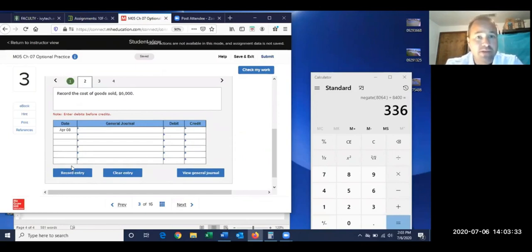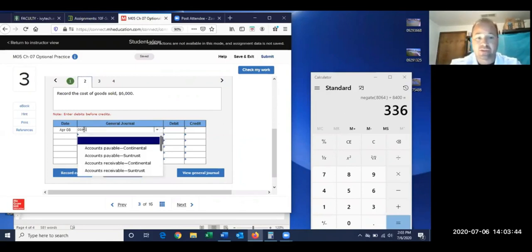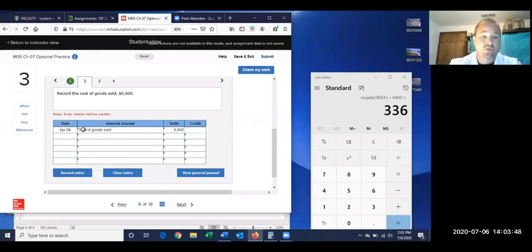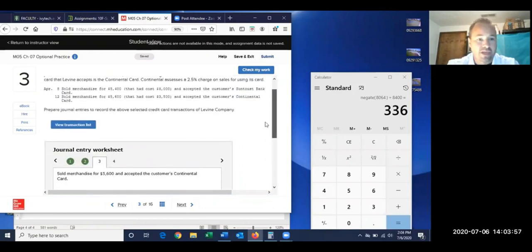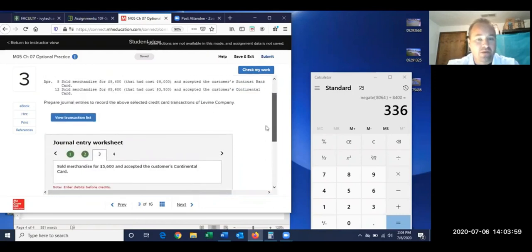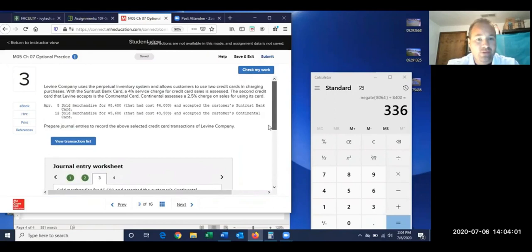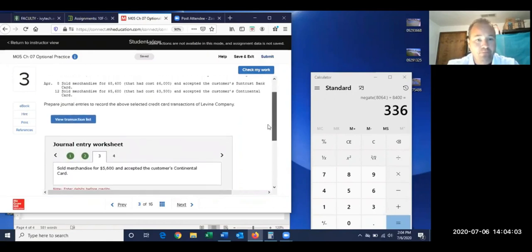And then remember, as we did in our past couple chapters, whenever we make a sale of goods, we always have 2 entries: the sale and then getting rid of the inventory at what it cost us. So this one's very easy. They just tell us what it is. Cost of goods sold, $6,000, and then get rid of the merchandise inventory for $6,000 and record the entry. We'll do it one more time here. We have, for using the other company's credit card, they have a 2.5% fee.